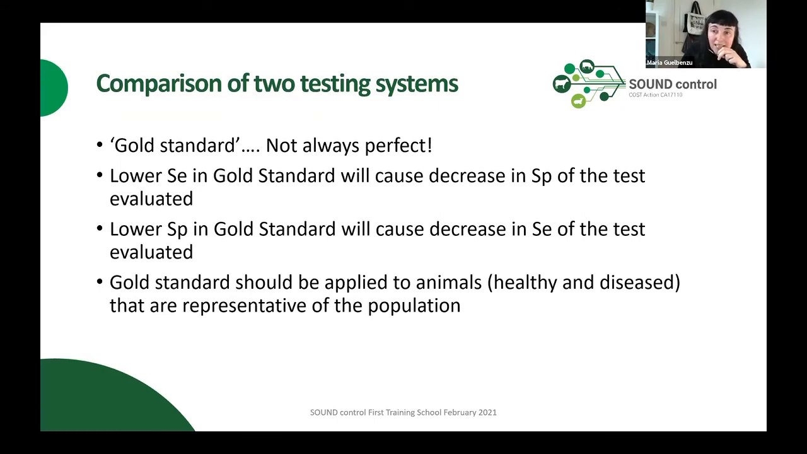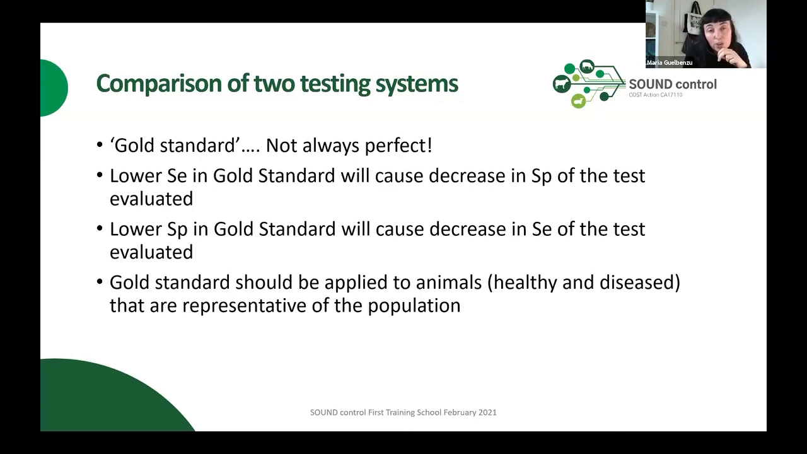The fact is that a reduction in the sensitivity of the gold standard is going to cause a decrease in the apparent specificity of the test that we are evaluating, and a lower specificity in the gold standard will cause a decrease in the sensitivity of the test evaluated. One point to make also, the gold standard should be applied to animals, both healthy and diseased, that are representative of the population. And in terms of comparison, like you've seen, we can use the table to compare our test with our gold standard.